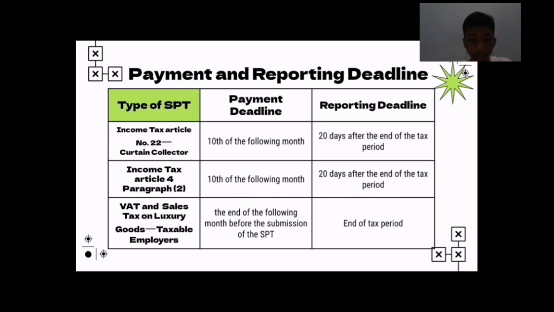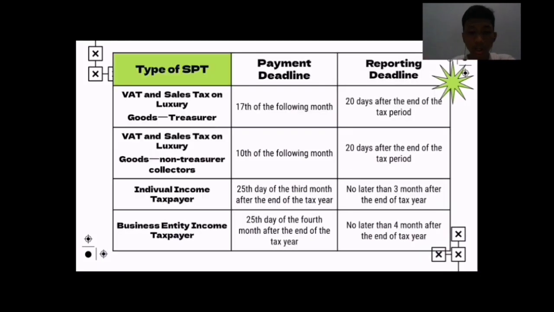The next one is VAT and sales tax on luxury goods for taxable employers. The payment deadline on the end of the following month before the submission of the SPT and the reporting deadline is on the end of the tax period. For VAT and sales tax on luxury goods for treasurer, the payment deadline is on 17th of the following month, and the reporting deadline is on 20 days after the end of the tax period. The next one is VAT and sales tax on luxury goods for non-treasurer collectors. The payment deadline is on 10 of the following month, and the reporting deadline is on 20 days after the end of the tax period.